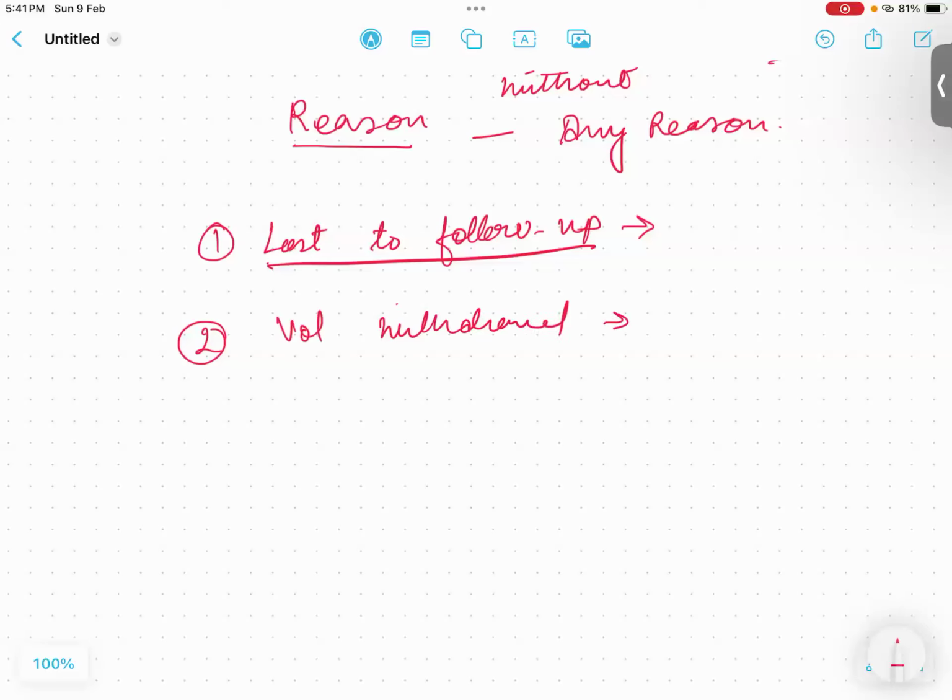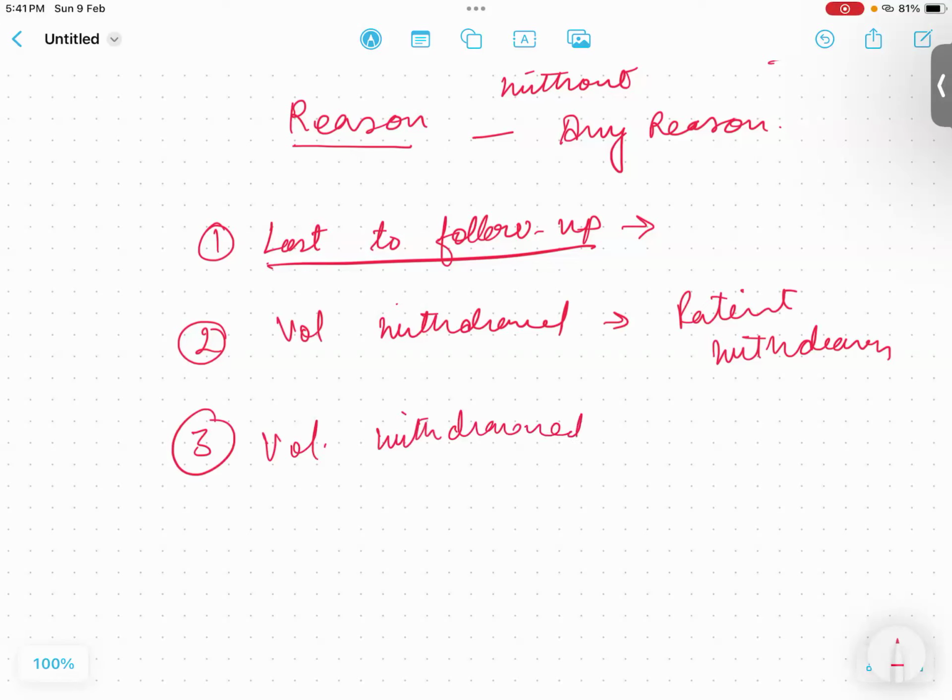And the patient came to clinic, they said, now my mind has changed, then it will come as a patient withdrawal, and no reason they have to give it. Third reason is patient voluntarily withdrawn, and they give the reason. They're asked, why are you withdrawing? They say that I am relocating, I am changing this place. That is one. Second is, they even say that I am not comfortable.